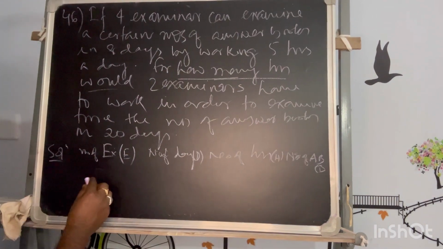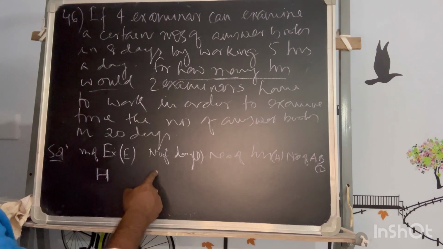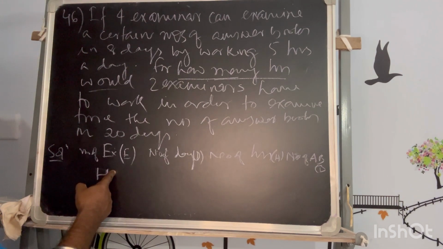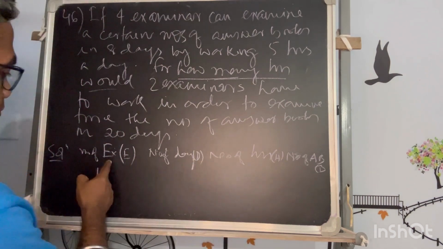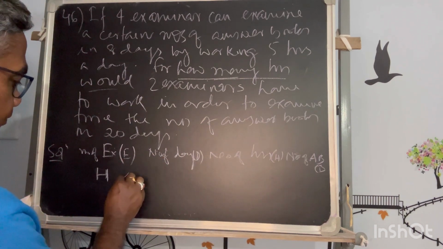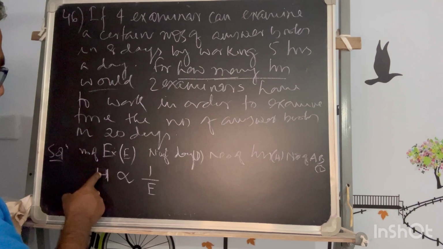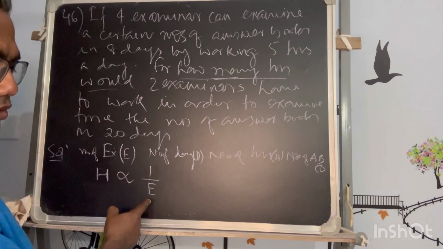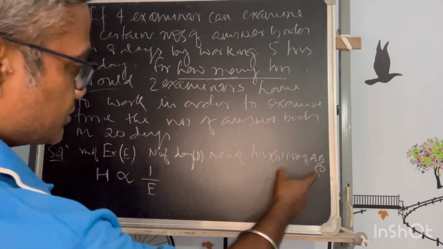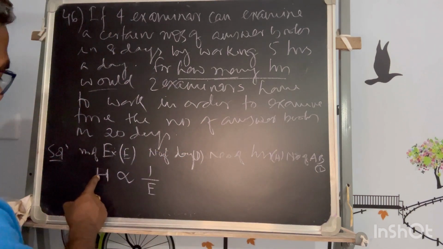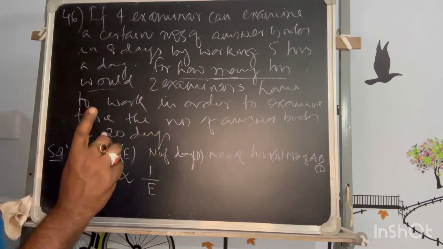So let hours vary with examiners. If the number of examiners increases, the number of hours to be worked daily to examine the same number of books reduces, because we are putting in more man hours. If the examiner number increases, hours of work decreases. So this is inverse variation. You have to establish the relation first. If E reduces, H will increase for a certain amount of work.